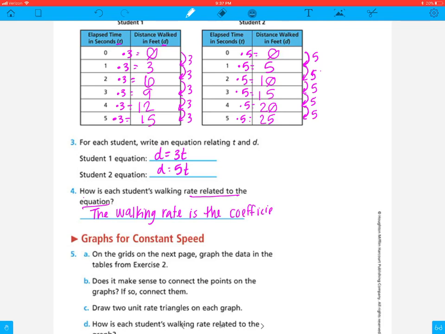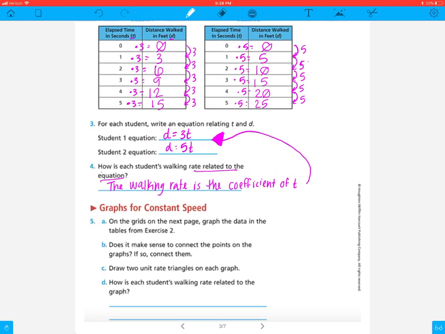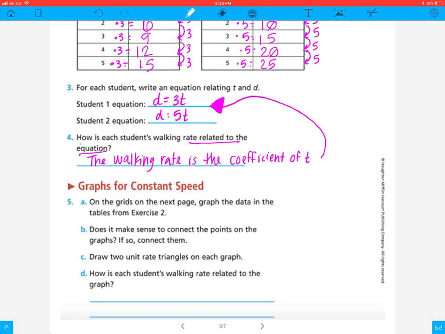So how is each student's walking rate related to the equation? The walking rate is the coefficient. Remember, it's that number in front of a variable. A coefficient of t. That main rate that we looked at for student 1, 3 feet per second. The 3 went in front of the t for time. Student 2 was 5 feet per second. The 5 went in front of the t for time. 5 multiplied by the time gives me the distance for student 2.